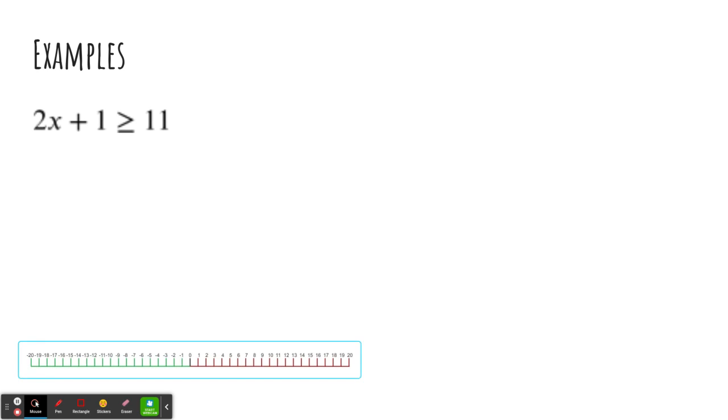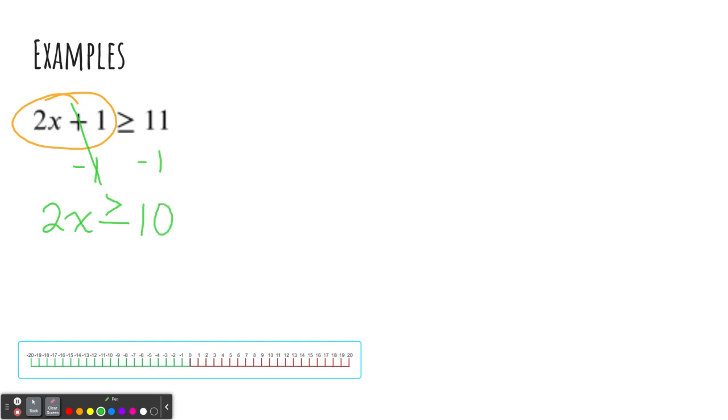Here's our first example. 2x plus 1 is greater than or equal to 11. The x is on the left side of the symbol, so we're going to be looking at the left side first. The number further from the x is the 1. So to cancel out adding 1, I'm going to subtract 1 from both sides. These cancel out, and we're left with 2x is greater than or equal to 10.